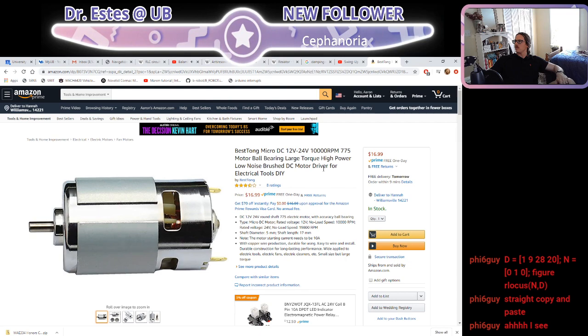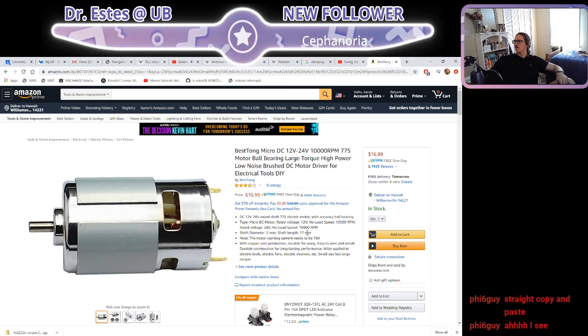10,000 RPM. The motor's starting current needs to be 10 amps.